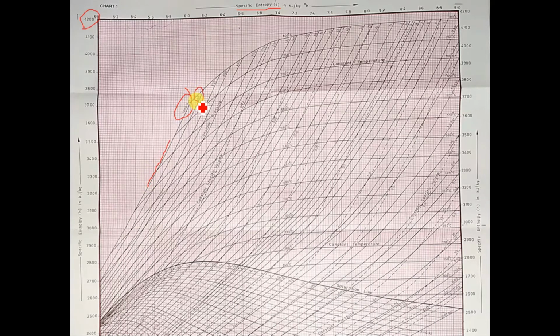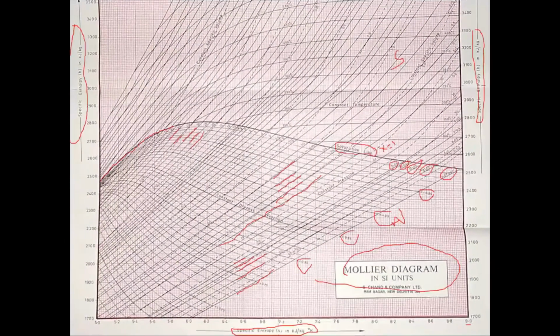Check 800, 600, 500, 400, 300. All these are pressure lines. Here also we have indications. Remember it. Next we move on to the temperature lines.